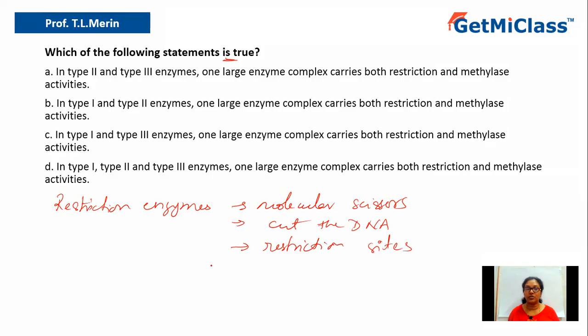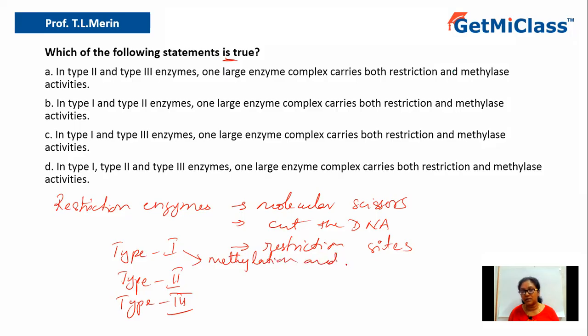Now, based on their function and structure, there are three types of restriction enzymes: type 1, type 2, and type 3. Now, if you talk about the cleavage activity of type 1, there is one core protein, one main subunit, which will have both the activities. So one large subunit has both activities, that is methylation and restriction activity. Restriction in the sense of cutting the DNA.